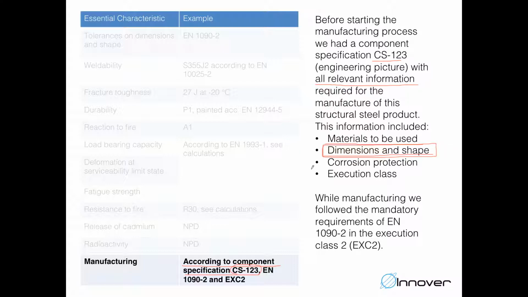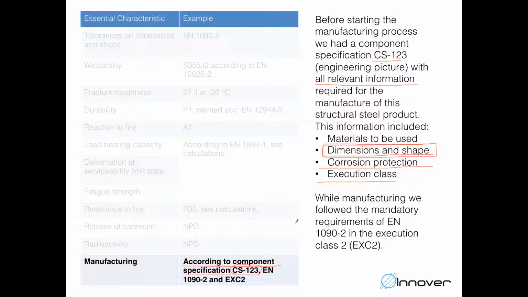It also defined the corrosion protection system that must be followed. It also defined the execution class that must be followed. I'm not going to go too deeply into the issue of what execution class is, but it basically means the level of quality control or the level of detail that must be followed in the manufacturing.